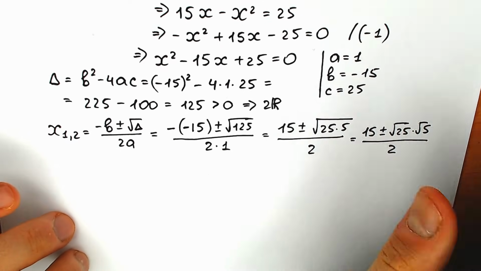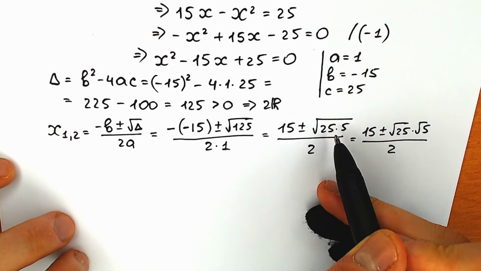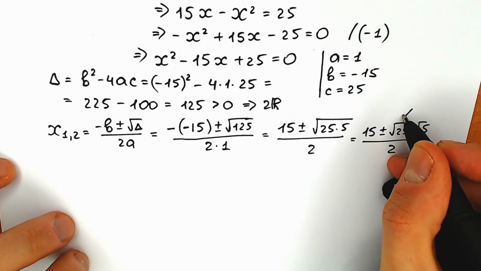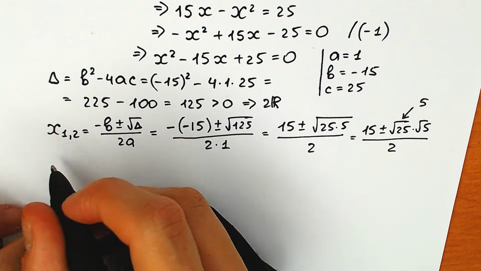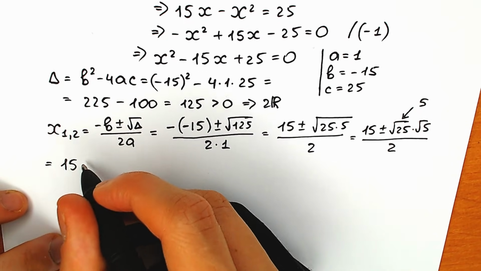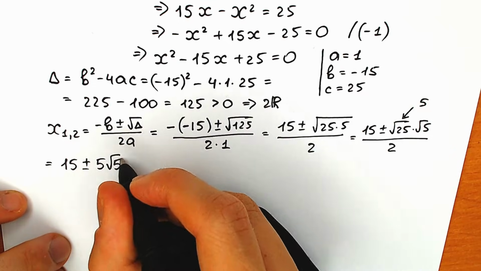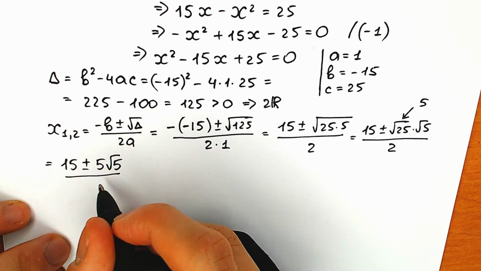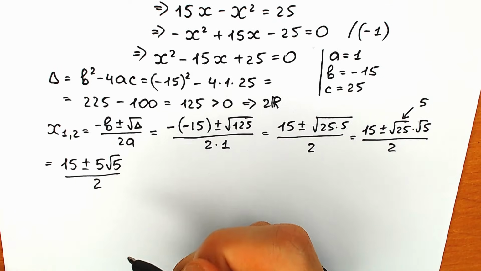And right now let's look at this question from a different perspective. We don't have 125, we don't have 25 times 5, we have only the square root of 25, and this is our table case. This is equal to 5. So as a result we have 15 plus minus 5 square root of 5, all over 2.